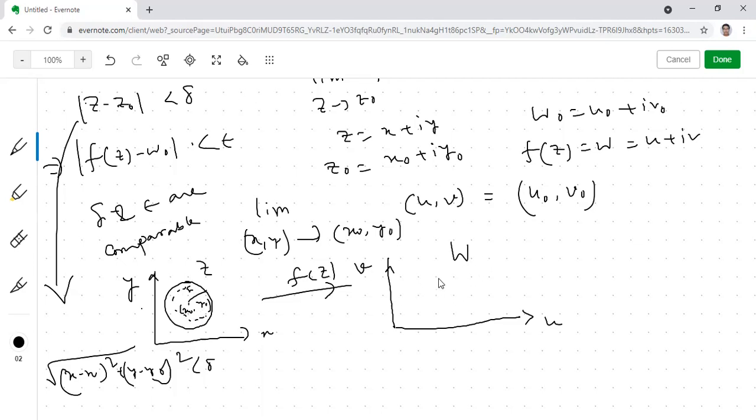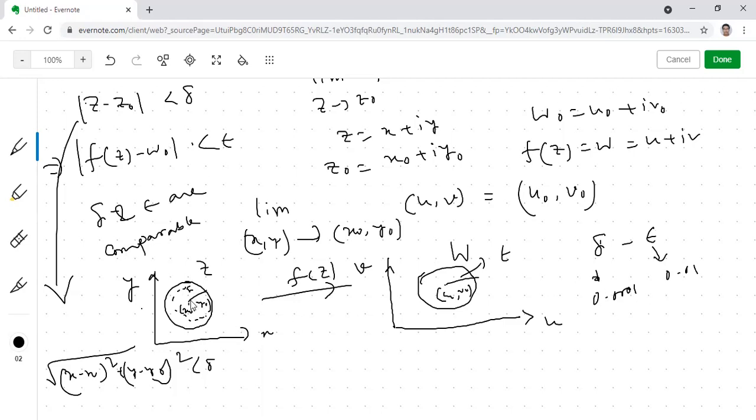So if they lie in the w plane, this represents a circle with center at u0, v0 and radius epsilon. That means if these values lie in this kind of circle, with u0, v0 as the center and this length epsilon. Now if delta and epsilon are comparable, let's say delta is 0.001 radius, epsilon is also very small, say 0.01.